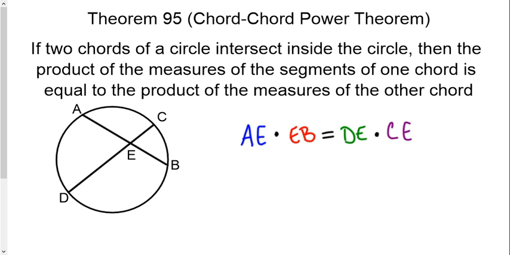So this is what it actually means. I have these two chords, AB and DC. If I take the length of AE and multiply it by the length of EB, that is equal to the length of DE times the length of CE, which I have the formula right here. So you're going to multiply the parts. The multiplication of the parts here is equal to the multiplication of the parts on the other chord.